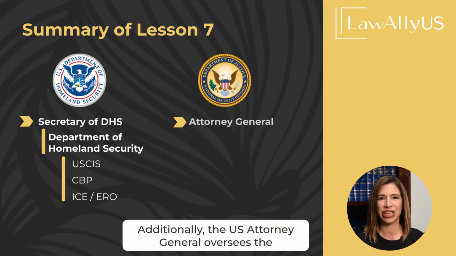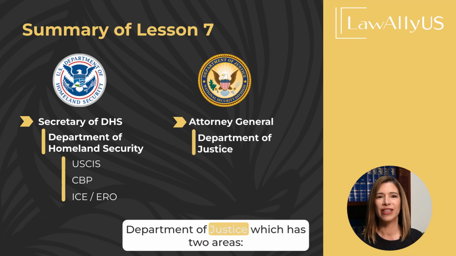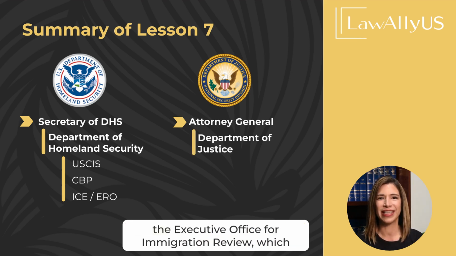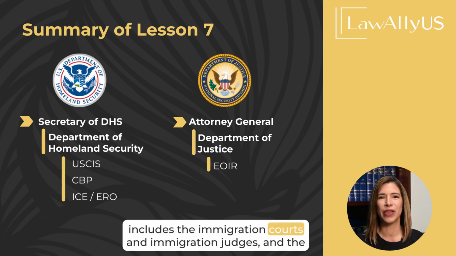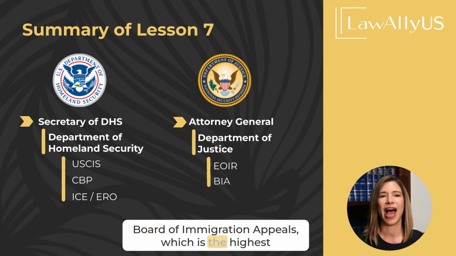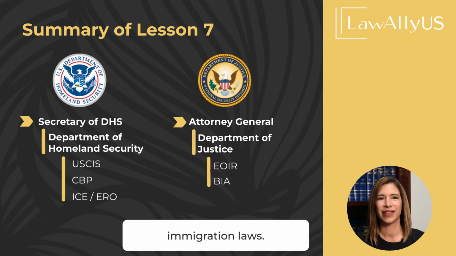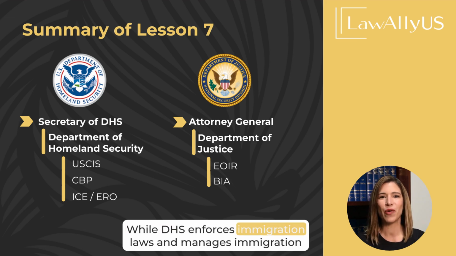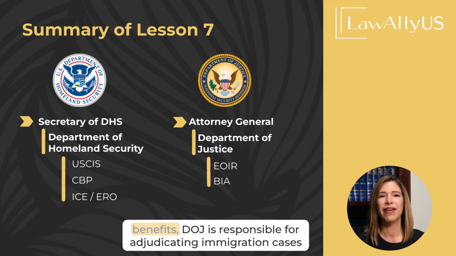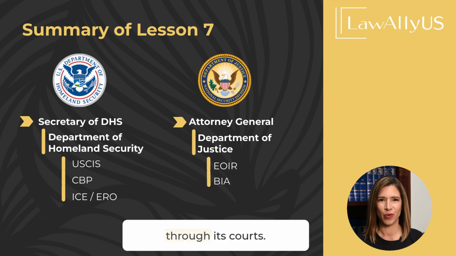Additionally, the U.S. Attorney General oversees the Department of Justice, which has two areas: the Executive Office for Immigration Review, which includes the immigration courts and immigration judges, and the Board of Immigration Appeals, which is the highest administrative body for interpreting and applying immigration laws. While DHS enforces immigration laws and manages immigration benefits, DOJ is responsible for adjudicating immigration cases through its courts.